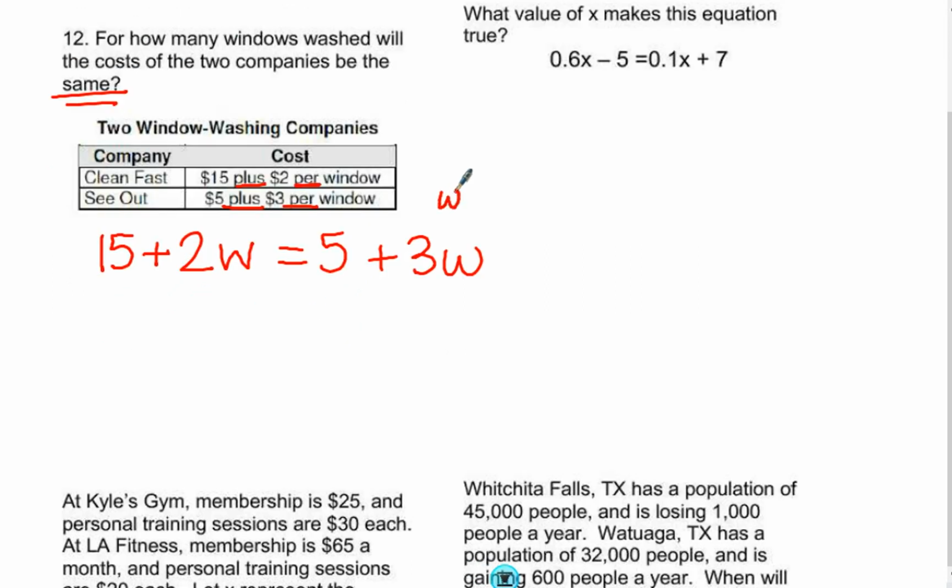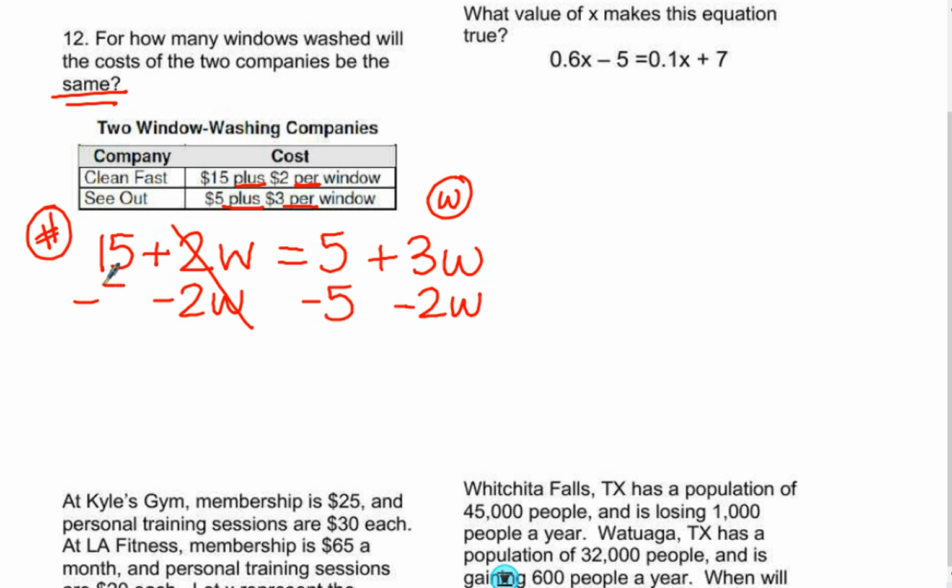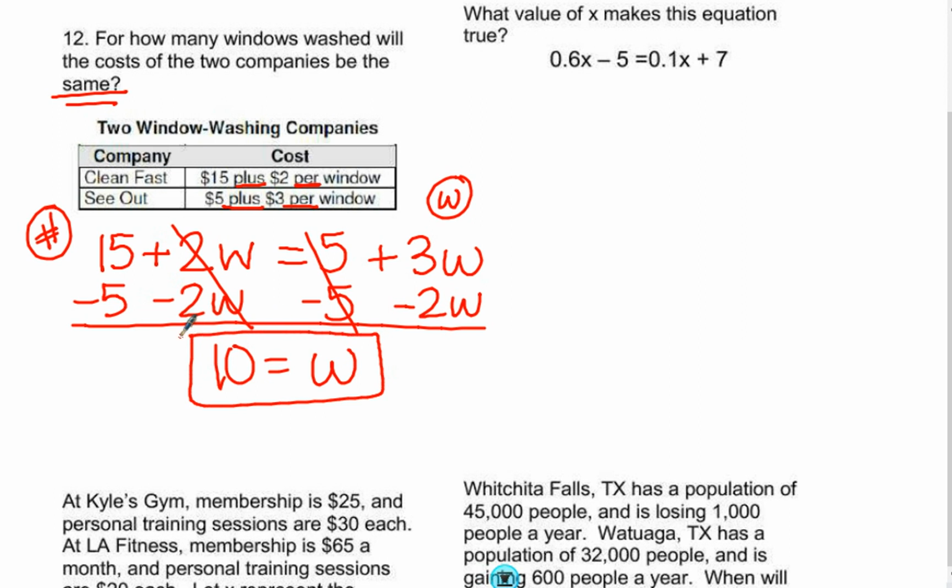So let's say I decide to move my variables to this side and my numbers to this side. I like to do mine in one step like this, so I will bring my W's over here, and after I'm done with that, I'm going to move my numbers over here. Now sometimes you like to do those in two separate steps, and that's totally okay too. On the left, 15 minus 5 is 10, and over here 3W minus 2W is just 1W. All right, so we're done there. This is telling us once each company washes 10 windows, the price is going to be the same.